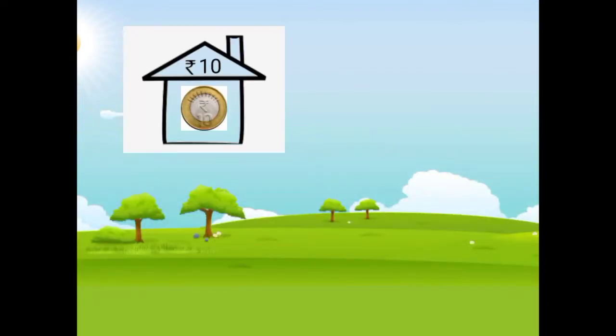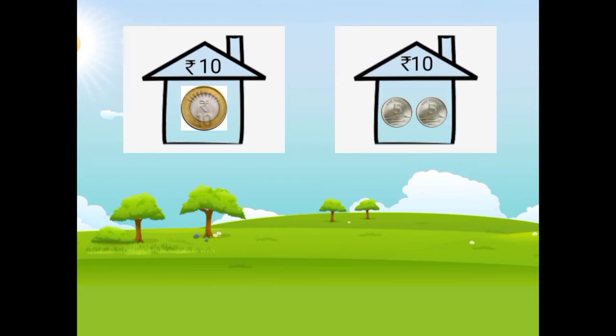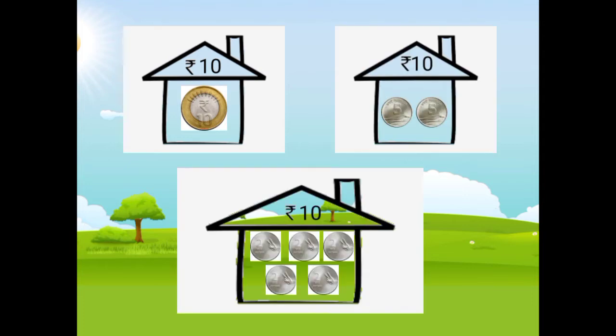Next, here you can see house of 10 rupees. So you can use 1 coin of 10 rupees. Otherwise you can use 2 coins of 5 rupees, because 5 plus 5 is equal to 10. And you also can use 5 coins of 2 rupees, because 2 5s are 10. Otherwise you also can use 10 coins of 1 rupee.